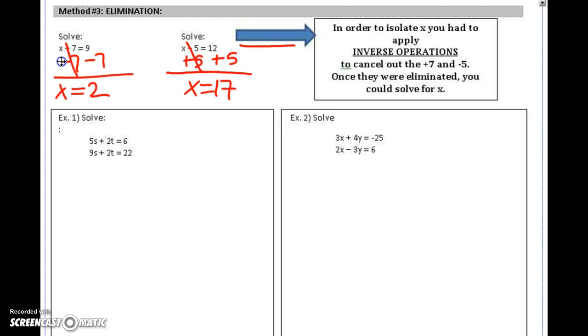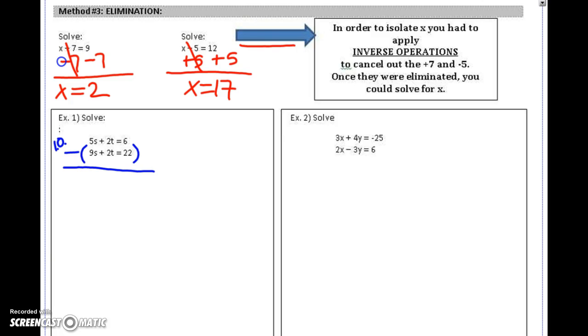Example 1 says 5s plus 2t equals 6 and 9s plus 2t equals 22. Now, I see two things here. First, I see that neither of the equations is isolated for a variable, so substitution would not be fun to use. But I do see that there's a 2t in both equations. So I know that if I subtract 2t minus 2t, I could cancel out the t's completely. If I choose subtraction, that means they're both positive, and so I need to use the inverse operation to get rid of the t's.